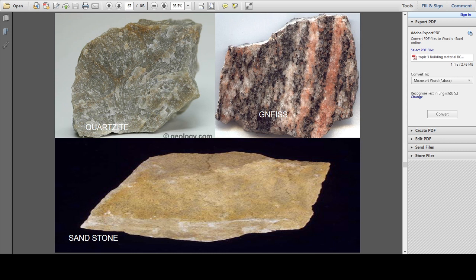Then after quartzite, it looks this way. Genesis. Again, Genesis is also a smooth surface finishing material. Then after, this is one of the sketches of sandstone.